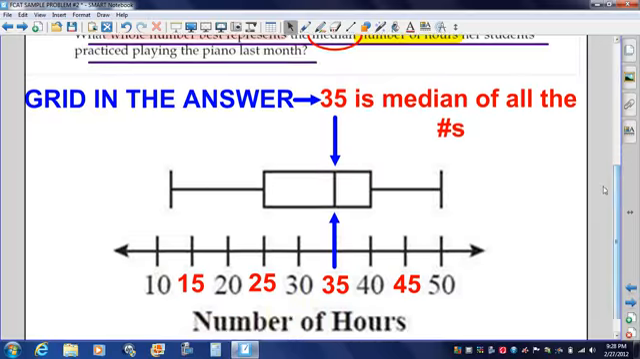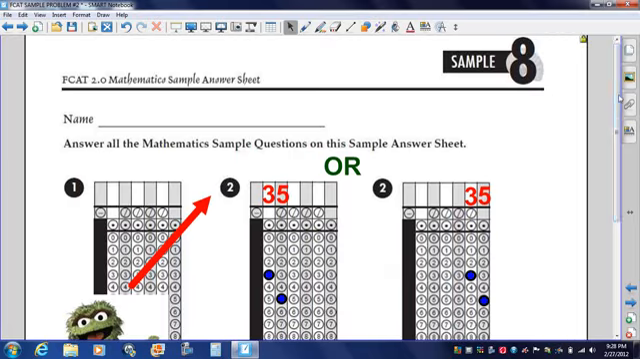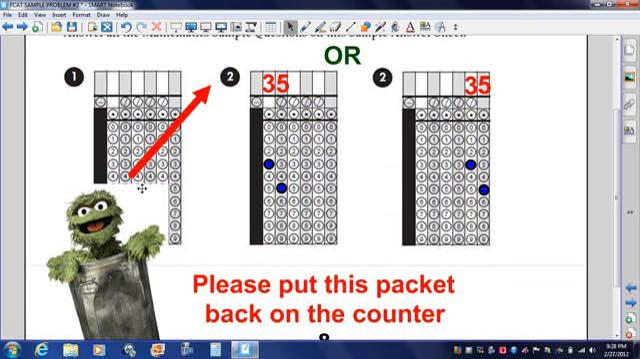Alrighty, we're going to grid in our answer, which we did back in the beginning. 35 is the median of all the numbers. So if you would, go to the front of your FCAT review packet. We are doing problem number 2. Thanks for your help, Mr. Grouch. You have 2 choices. We're going to grid it in as a whole number. So you can put 35 right up against the box with the negative, not in the negative box, but right up against it. Make sure you bubble in a 3 and a 5. Or, your choice, you can put 35 all the way over to the right. Make sure you bubble in the 3 and the 5.